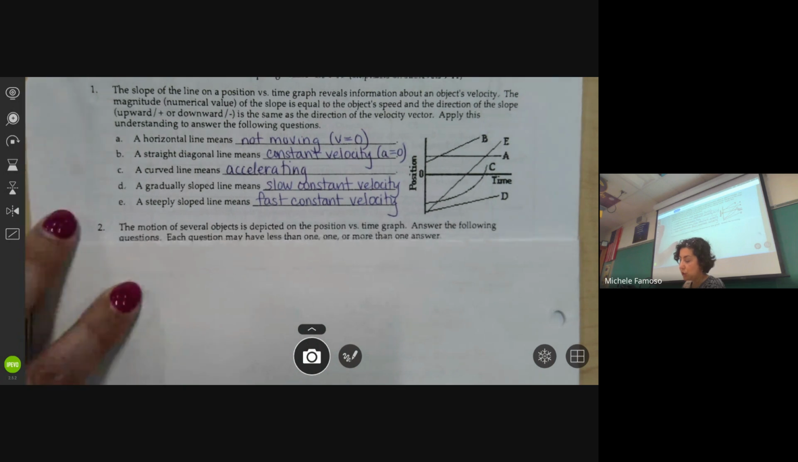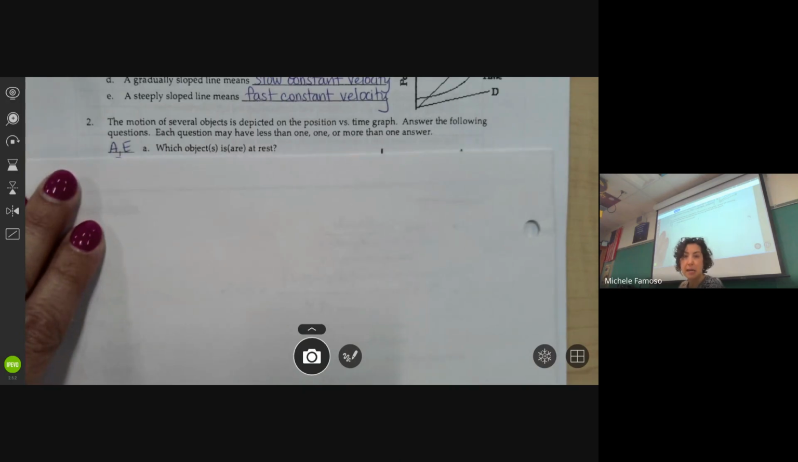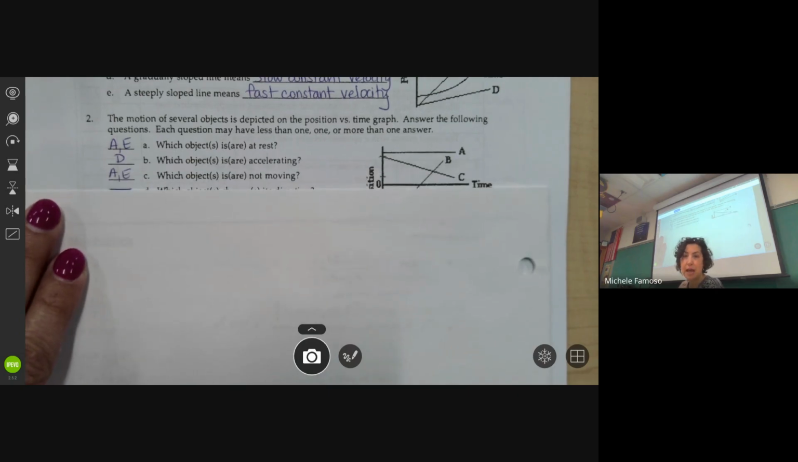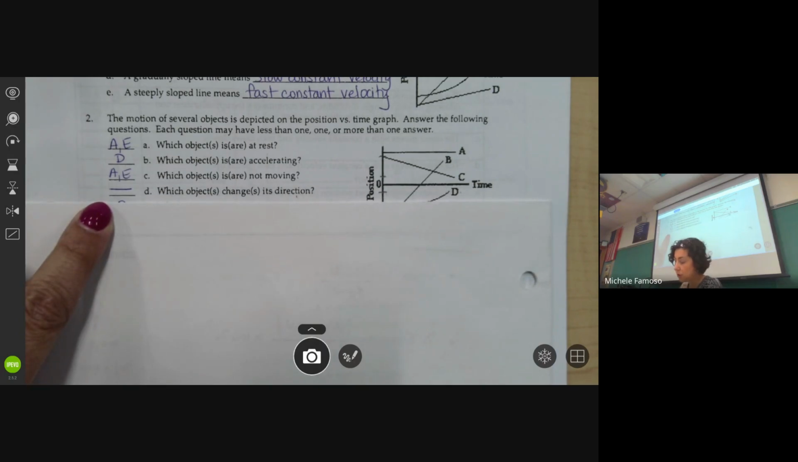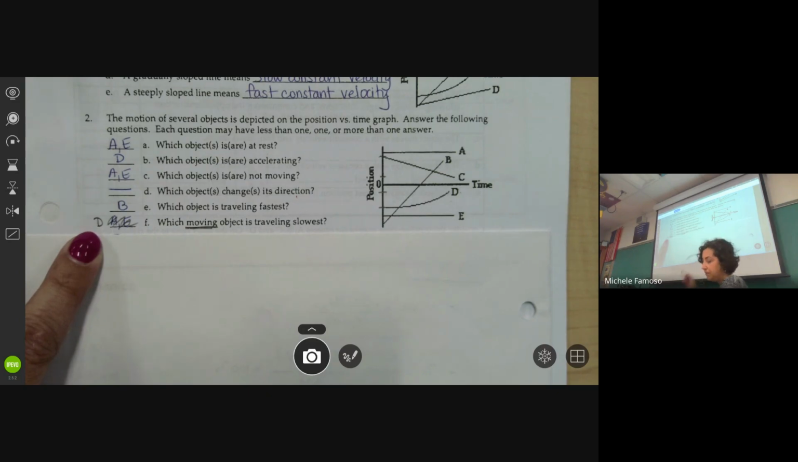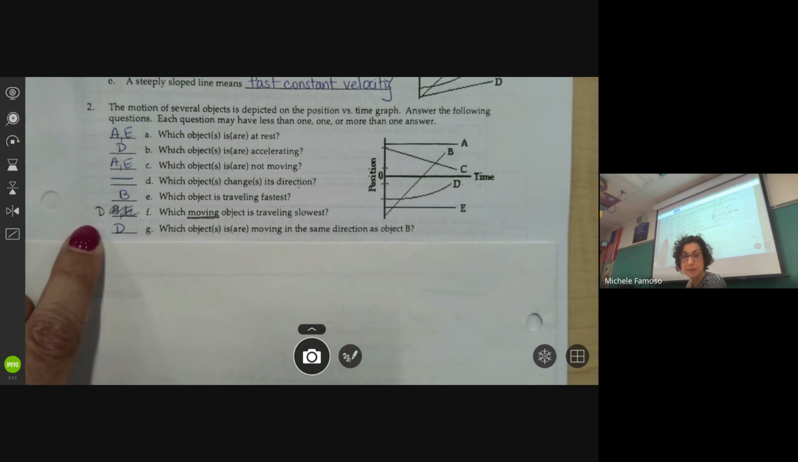And then number 2, now we're going to look at the velocity time graphs. A are both graphs A and E. Letter B is graph D. Letter C is graph A and E. Letter D, there isn't one. There are no graphs which change direction. Letter E is graph B. Letter F is graph D. All right, letter G is graph D as well. Oh, sorry, what was that? D as in dog. Should be up there on the screen as well.